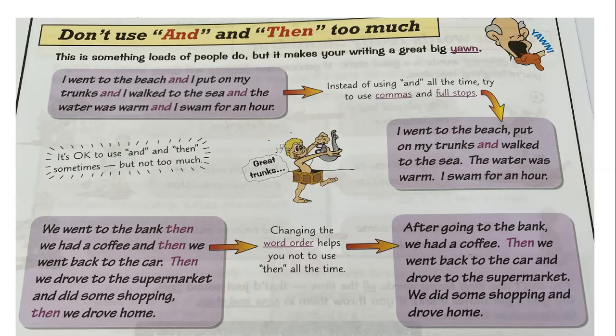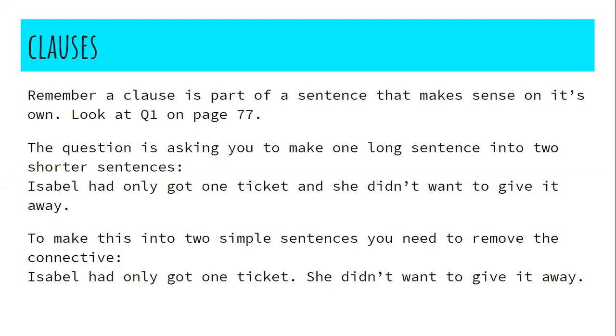Okay, so if you have a little look at the top of page 77, you have got question 1, 5 sentences, and they are long sentences that use connectives and, but, and so. The question is asking you to make one long sentence into 2 shorter sentences. So the first one says, Isabel had only got 1 ticket and she didn't want to give it away. To make that into 2 simple sentences, you need to remove the connective. So the correct answer would be, Isabel had only got 1 ticket.